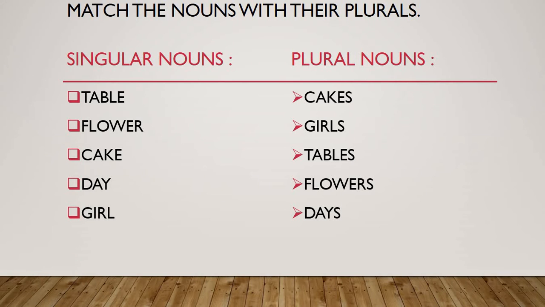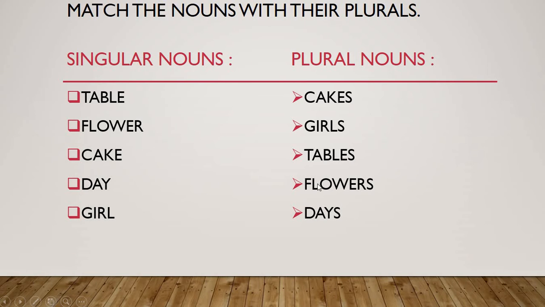So what do you have to do? Just read the singular noun column and plural noun column. In the singular nouns: table, flower, cake, day, girl. Now you have to find the plural for all these nouns in this part of the plural nouns: cakes, girls, tables, flowers, days.